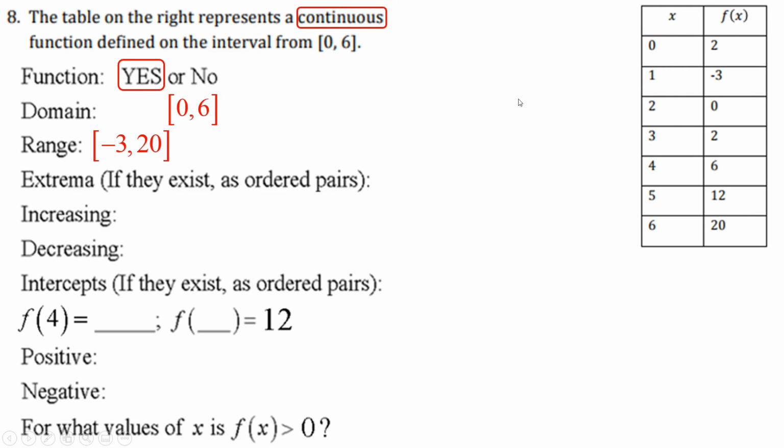Now, extrema, if they exist, as ordered pairs. So here's the y coordinates of my extrema in the range right here. All right, so I'm going to have the point 1, -3, and my max where y was 20, that's this point down here, and that's the point 6, 20 as an ordered pair. So here's my min as an ordered pair. There's my max as an ordered pair.